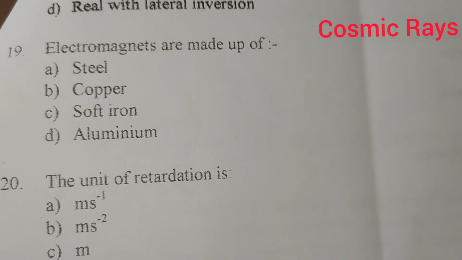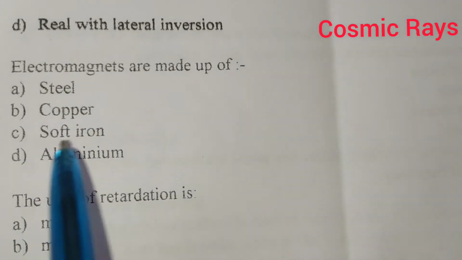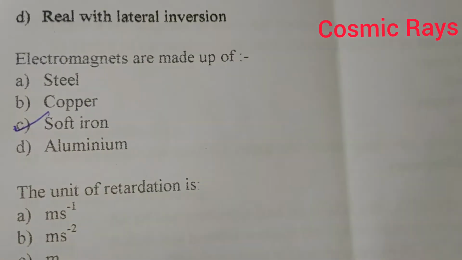Then the next question says electromagnets are made up of. So here we know that the core is made up of soft iron.